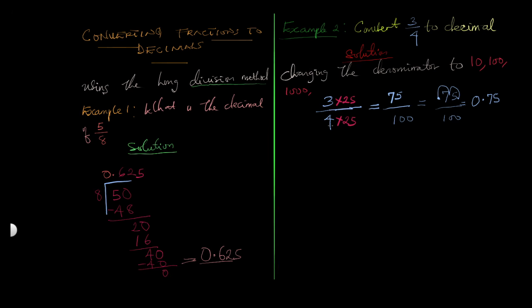So this method of you making the denominator become 10, 100, or 1000, this is the method. Just multiply the denominator with any number that will turn it to 100. In this case, it was 25. And when you multiply it, also multiply the numerator. So it was 3 times 25, which gave us 75, and 4 times 25, which gave us 100. And the new fraction that is equivalent became 75 over 100.